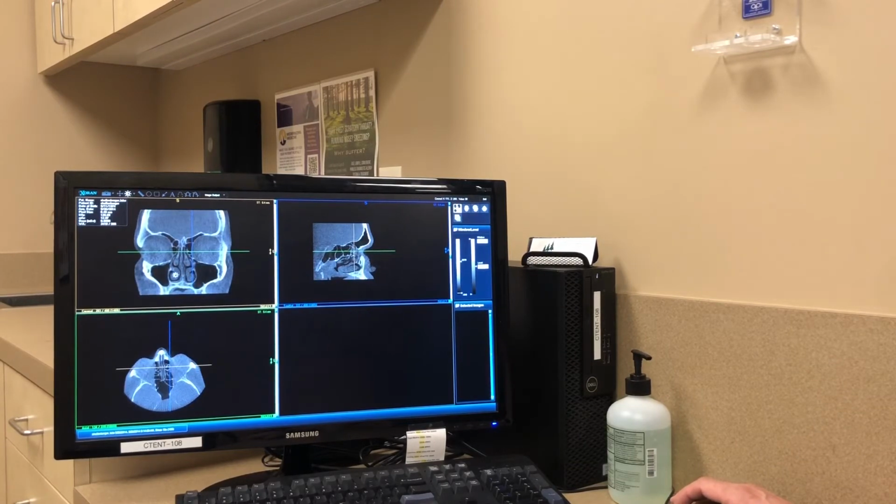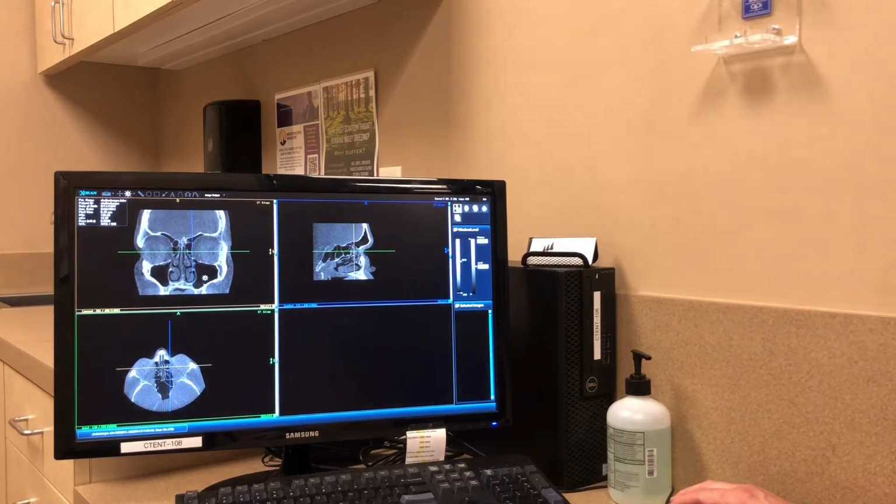These tissues right here are called the turbinates. And I talk a lot about turbinates to patients. Turbinates are very important structures, but can cause a lot of blockage. And so a lot of times we will reduce the size of the turbinates surgically when patients are having trouble breathing through their nose.